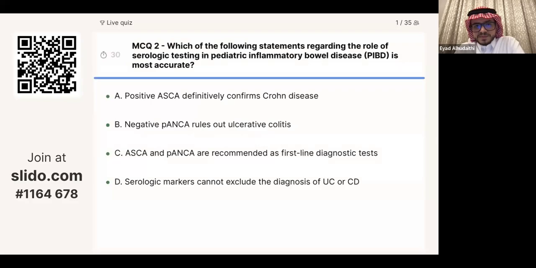So question 2: which of the following statements regarding the role of serology testing in pediatric IBD is most accurate? Positive ASCA definitely confirms Crohn's. Negative ANCA rules out UC. ASCA and ANCA are recommended as first-line diagnostic tests. Serology markers cannot exclude the diagnosis of UC or Crohn's disease.